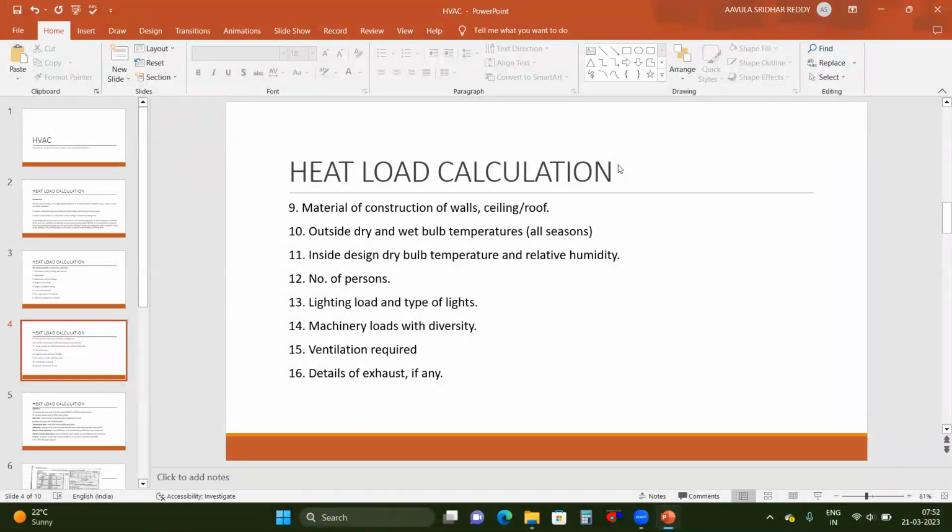The next one is ventilation required. The pressure requirement inside the room we need to consider. Depending upon the requirement, the ventilation air will vary, so we are going to calculate this. The next one, details of exhaust, if any. If there is any exhaust from the room, we need to take it here.